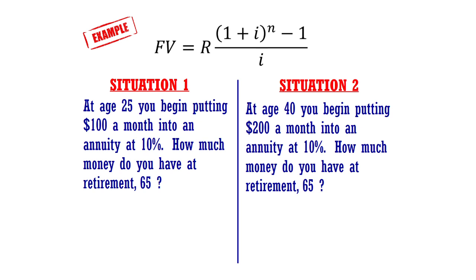All right, so we're going to look at a couple situations. I'm going to do situation 1 with you, and then I'm going to have you try situation 2 on your own. Okay, so here we go. Situation 1. You're age 25 and you kind of got your big boy job, big girl job. And so now you start deciding you're going to start saving for your future. So you start putting $100 a month into an annuity at 10%. Okay. And 10% is a pretty good interest rate there. How much money would you have when you retire at 65?